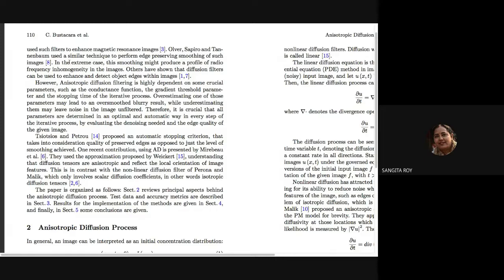One recent contribution using anisotropic diffusion is presented by Mirebeau et al. They used the approximation proposed by Weickert, understanding that diffusion tensors are anisotropic and reflect the local orientation of image features. This is in contrast with the nonlinear diffusion filter of Perona and Malik, which only involves a scalar diffusion coefficient, in other words, isotropic diffusion tensors.